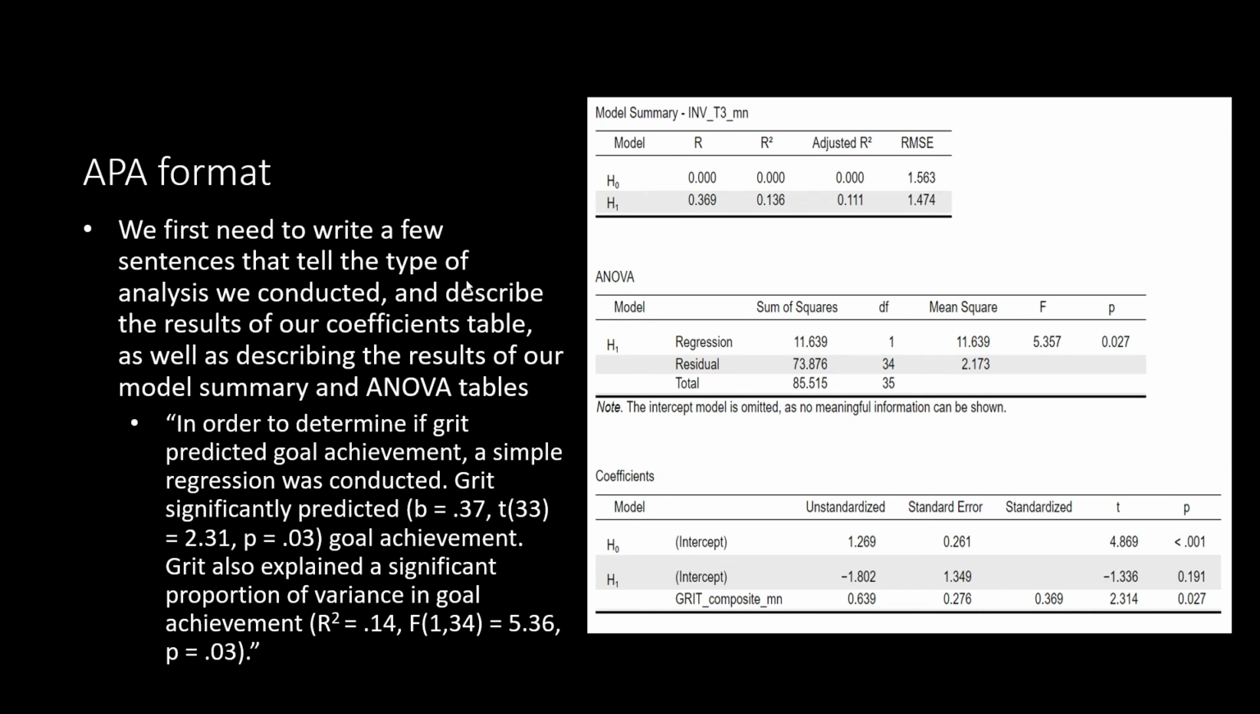From here, we're going to want to describe the results of our coefficient table, where we provide our actual individual weight, the t-value, and our p-value for that particular predictor, in this case, grit. We also want to provide information on our overall ANOVA table. Here, we want to provide our R value, which we'll find up here in the model summary, our F value with our degrees of freedom in parentheses, and our p-value.